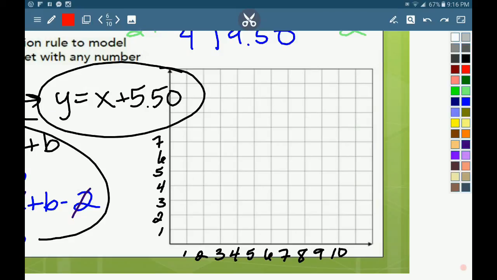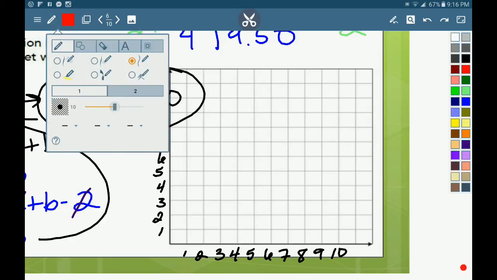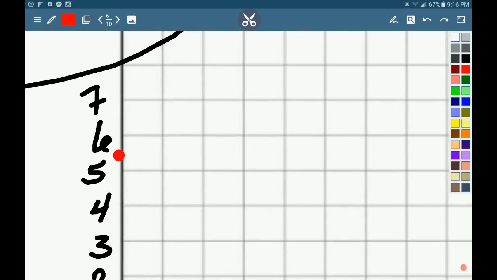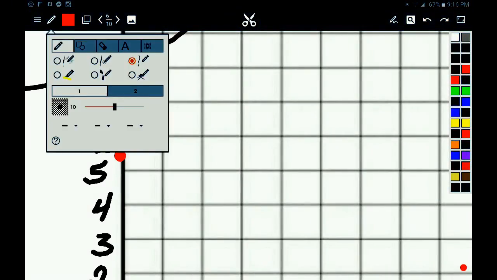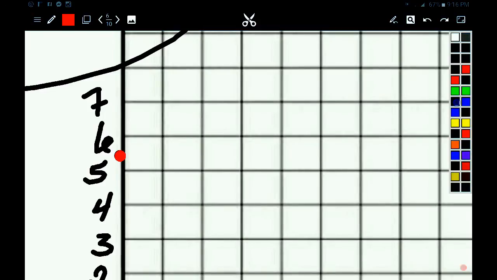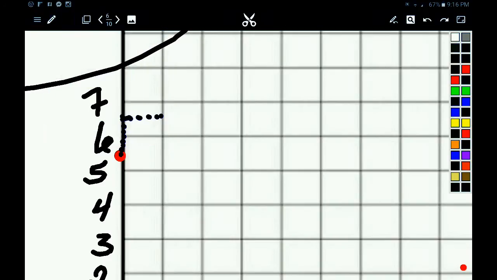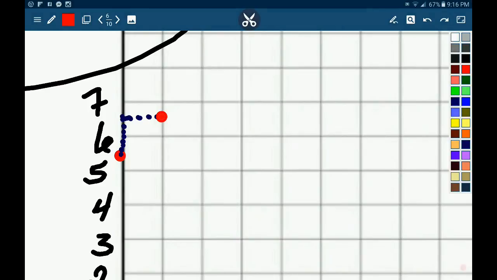Okay, and I see my y-intercept is supposed to be at 5.50. So that's halfway between, make my point a little bit smaller. Okay, so halfway between 5 and 6. And then we have a slope of 1. So I want to rise 1, and I'm going to zoom in here. You can rise 1 even if you're in between points. So I'm going to rise 1, which means from 5.50 I have to go up to 6.50. And then I have to run 1. So my point will end up being, again, kind of halfway between 2 numbers here, which is right there.